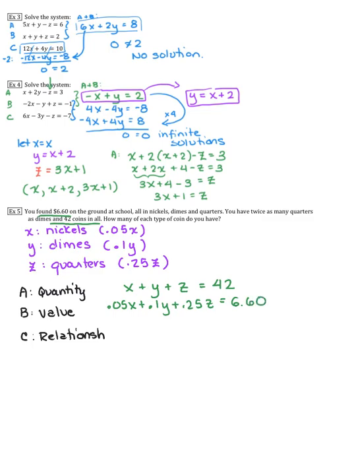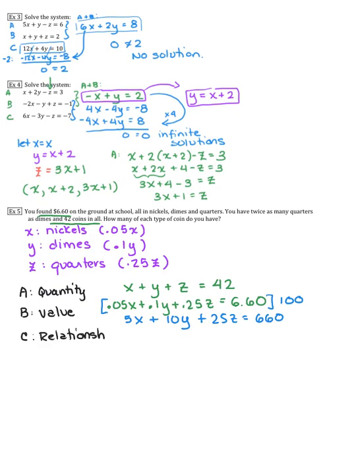And if you don't like the decimals that come up in this, notice there are 2 decimal places at most. I can multiply everything by 100, to move the decimal place 2 places, so that it becomes 5x plus 10y plus 25z equals 660. So we wanted to move the decimal place 2 places.